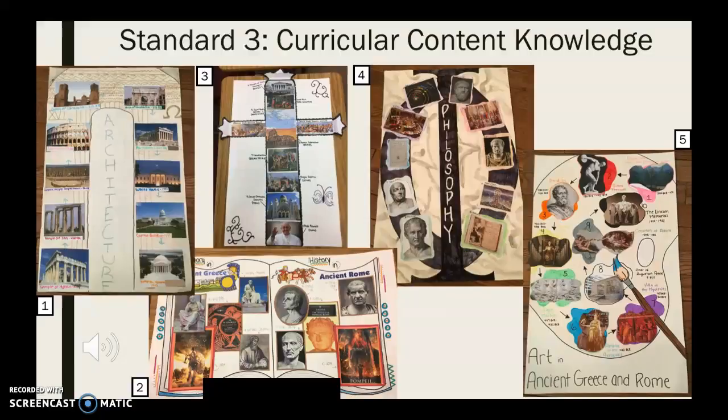Project 1 is on architecture, Project 2 is on history, Project 3 is on religion, Project 4 is on philosophy, and Project 5 is on art. Students were given much independence in creating their project and were able to dig deeper into the content on their own terms.